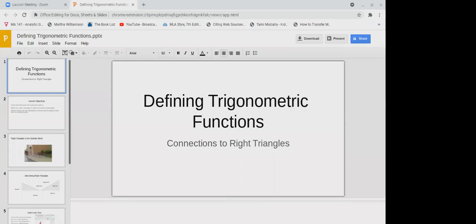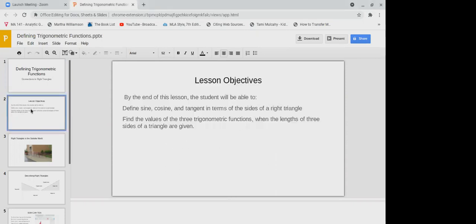If you remember, a right triangle is a triangle that has a 90-degree angle in it, and we're going to go over that later. But first, I want to go over the lesson objectives. There are two things that you should be able to do when this lesson is over. By the end of this lesson, you should be able to define the sine, the cosine, and the tangent in terms of the sides of a right triangle, so in terms of ratios. And you should be able to find the values of the three trig functions when the lengths of the three sides of a triangle are given to you.